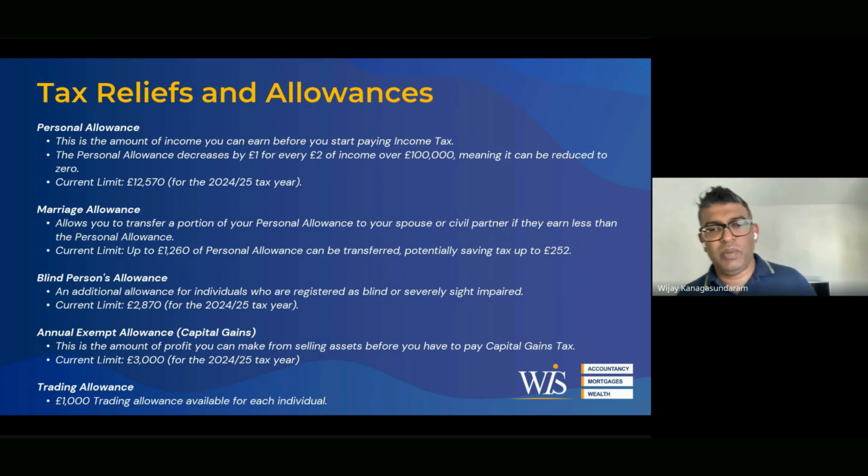Trading allowance of £1,000. So that's out there if you want to buy some stuff on eBay or Amazon and trade. The first £1,000 is tax free, but anything above will be taxable. This £1,000 can also be utilized against your buy-to-let income. If you have buy-to-let income and your expenses don't add up to £1,000, which is very unlikely, but if they don't, you can use this £1,000 rather than using the actual expenses.